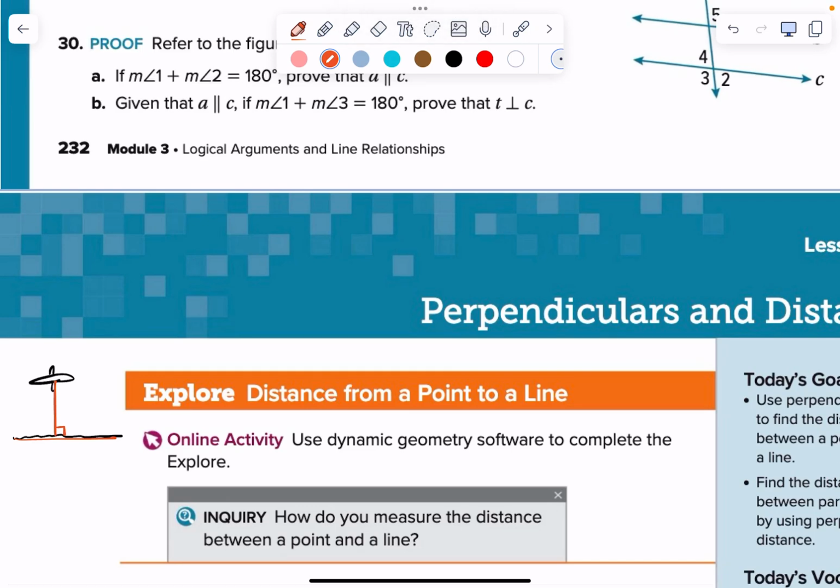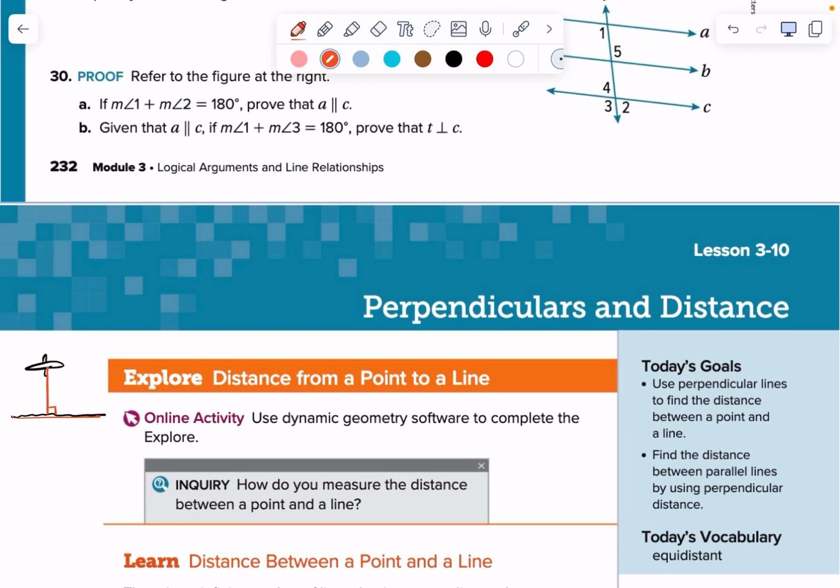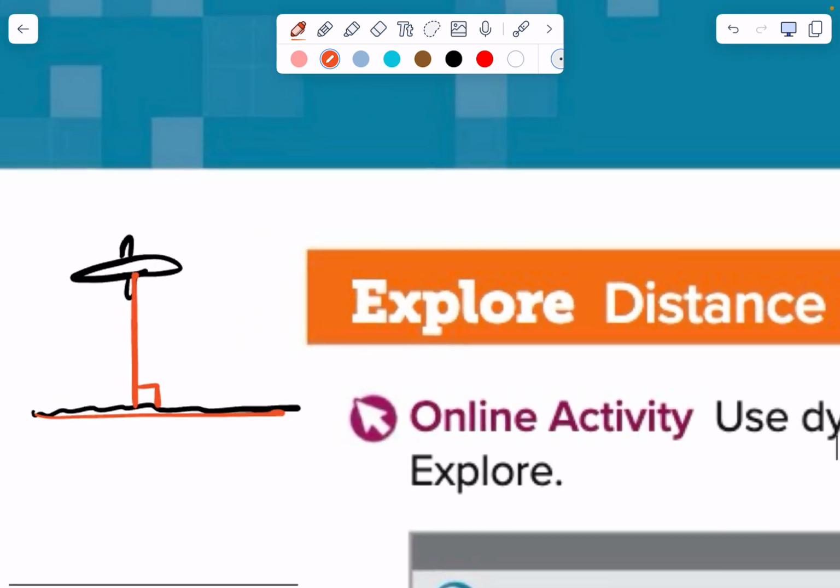Okay, Aubrey, we're getting all sorts of interruptions today. 310, perpendiculars and distance. All right, we were talking about the airplane. Let's rock and roll. Give me some, like, 15 minutes of your undivided attention.